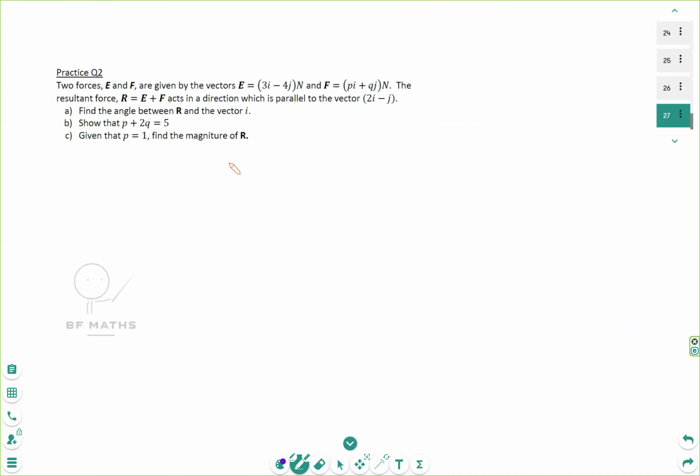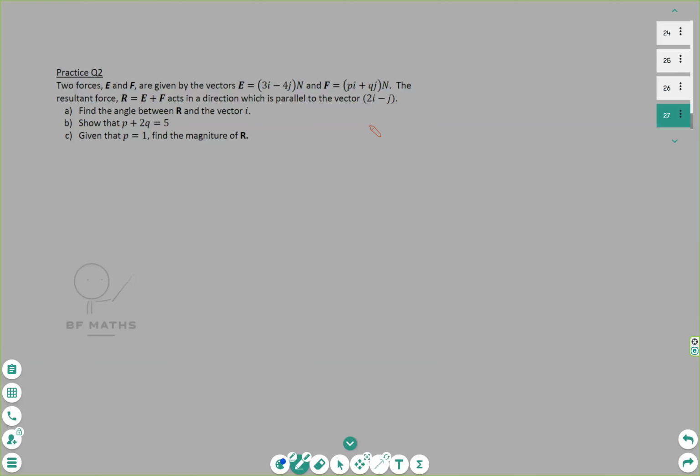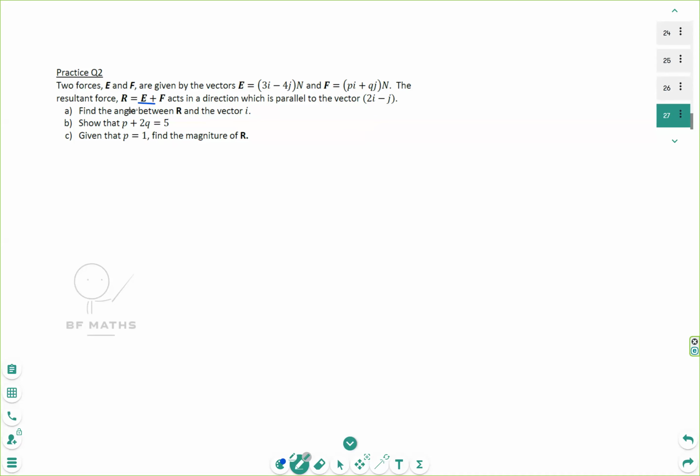All right. Practice question two. Okay, pause the video. By the way, if you forgot what a resultant force means, it's E plus F. So just add the vectors together. Parallel. We mentioned this parallel before, so see if you remember. I think it's 11.3 or 11.2, can't remember exactly which one. So go back to the video and have a look. Pause the video, have a go. When you're ready for the answer, you can press play.